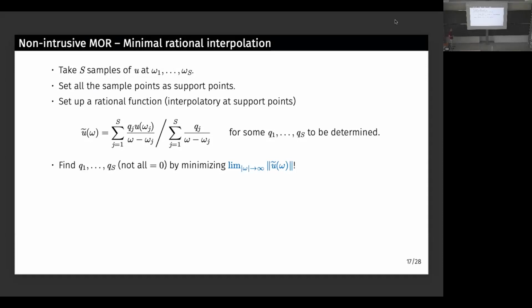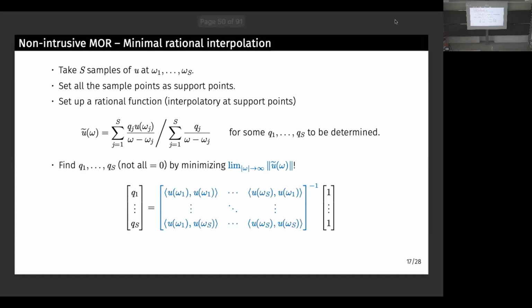Okay, so we just look at this quantity. We let the frequency go to infinity. It's a complex number, so it could go to infinity in all directions. But anyway, we try to minimize this guy. Okay, and this is the way we find the coefficients Q1 all the way to QS. And well, first of all, let's try to understand how we can do this.